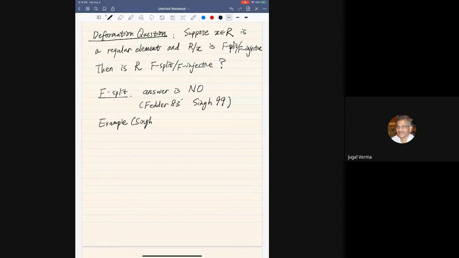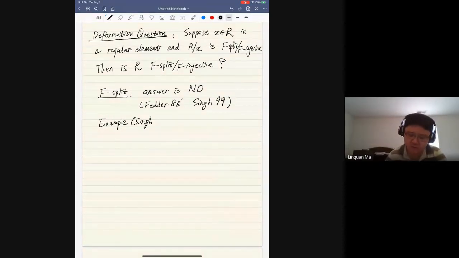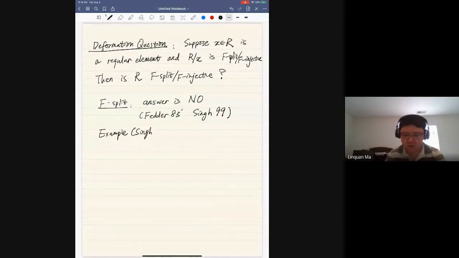No, unfortunately, the converse is not true. If R is F-pure or F-split, or F-injective, it's very hard to say about a general hypersurface. For example, even if R is regular, you can take a hypersurface which has arbitrarily bad singularity. So you can expect the special fiber or whatever to have the singularities you like.